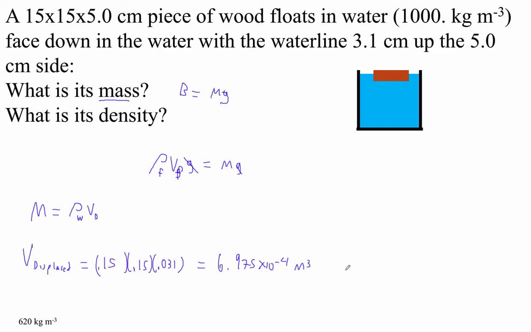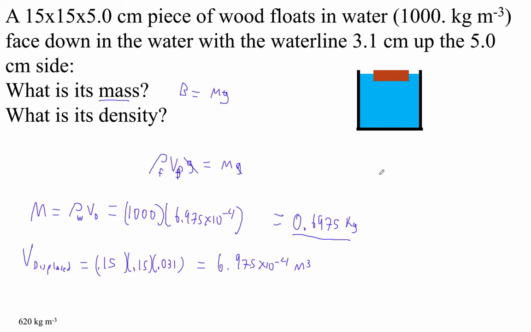Okay, and then we want to know, what's its mass? We're not quite there yet. The density of water is 1,000, so we multiply that by 6.975 times 10 to the minus fourth cubic meters. Times 1,000, we get that the mass of this block is 0.6975 kilograms. I figured out that it displaces that much water, and if it's floating, that must be its own mass, right? An object that has this mass displaces that same mass of water when it floats, right?